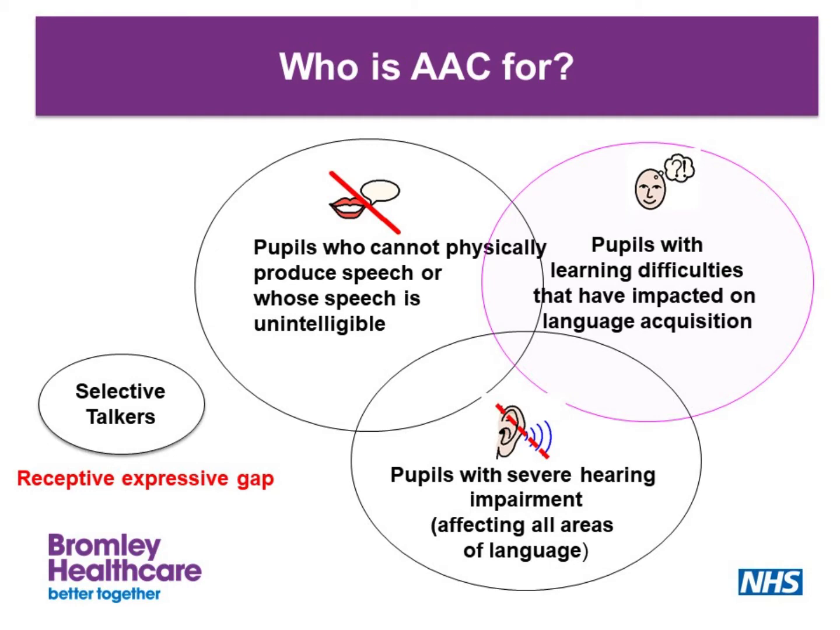A third group are pupils with severe hearing impairment. Obviously this affects all areas of their language because they're not hearing language modelled to them around in their environment. These pupils use signing, but they can also use symbols as well. And another group, I've put those slightly separately, are children who we call selective talkers or children with selective mutism. And in some cases, having an alternative way that they can communicate can be really helpful for them in the classroom, where actually it's just too hard for them to communicate with speech.